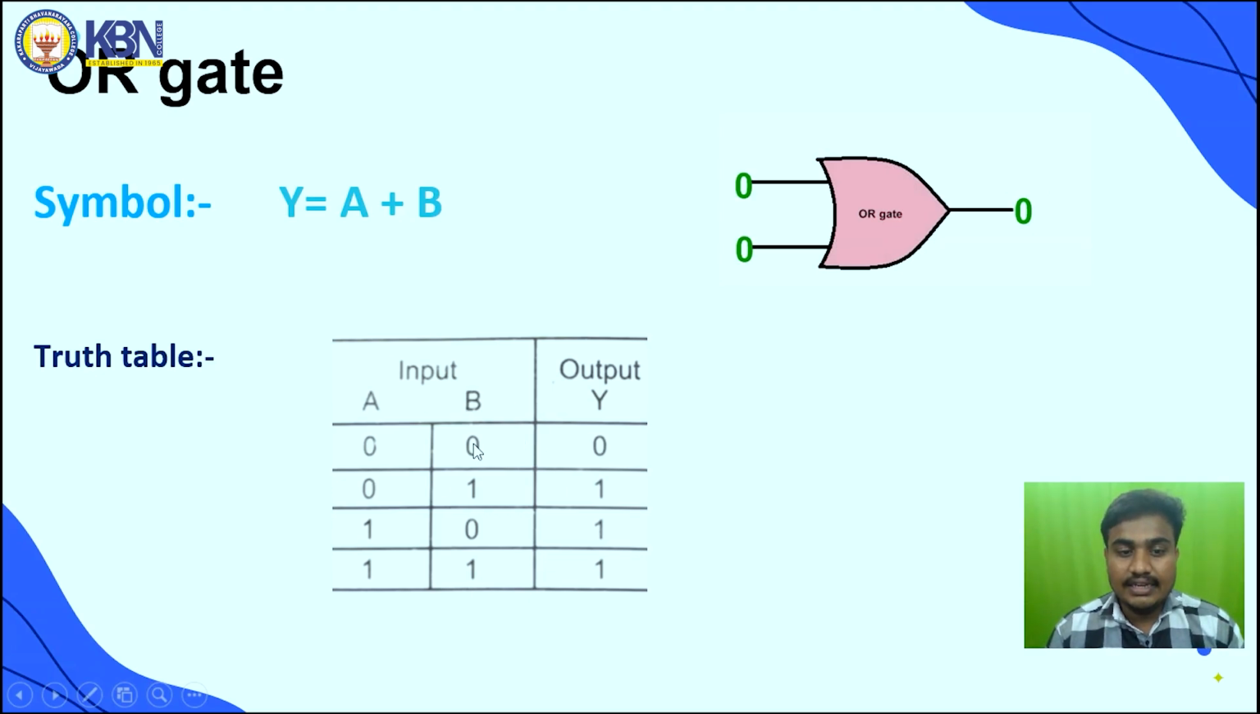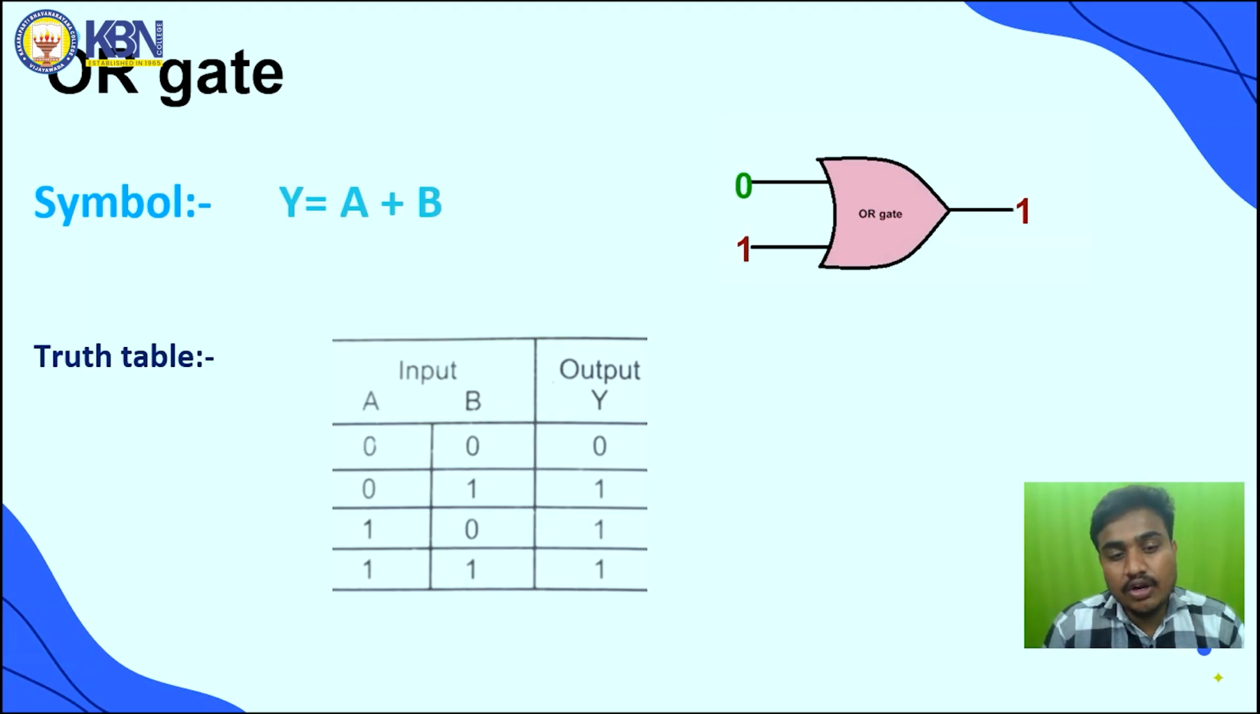Here the inputs are 00, 01, 10 and 11. It works on the logic of 2 power n, where n represents the number of inputs. Here we have 2 inputs. An OR gate will have 2 or more inputs, but it should have only 1 output. The truth table logic is, when any one of the inputs is high, the output is high. With two inputs, if any one of the inputs is high, the output is high.